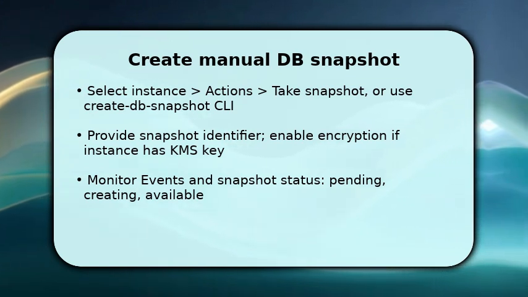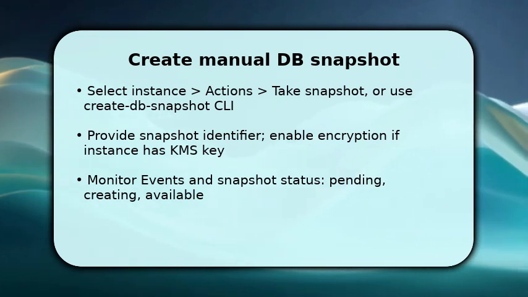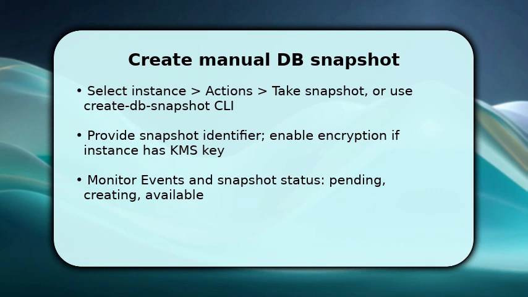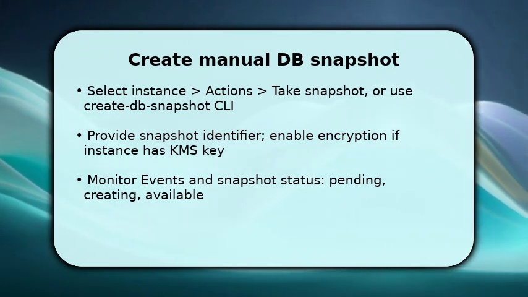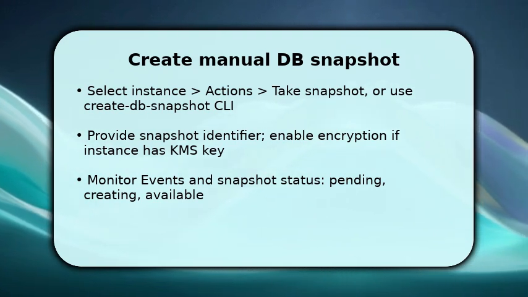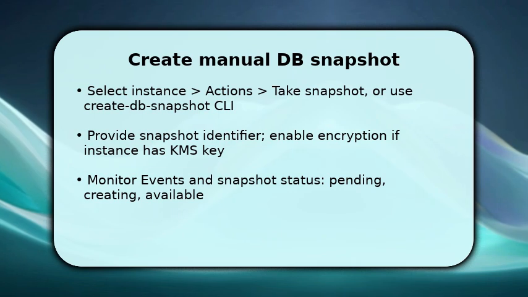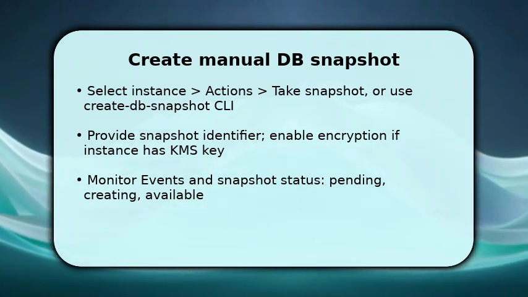If your instance uses encryption, make sure the correct KMS key is specified so the snapshot inherits encryption, otherwise the create call will error. After submission, monitor the snapshot status in Events and Snapshots. It moves from pending to creating to available. If you need automation, you can tag and export metadata right away for cataloging.